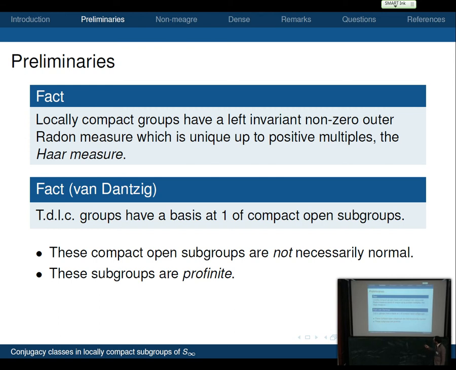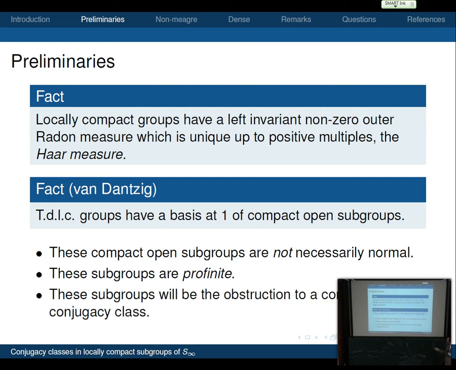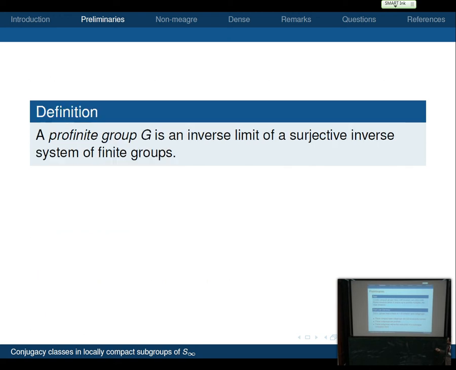And this is what really gets at why a non-trivial topology is important and has strong structural ramifications, because profinite groups are actually quite well behaved. And we will exploit this to prove the theorem. That's the next slide. So these subgroups will be the abstraction to a co-meagre conjugacy class.